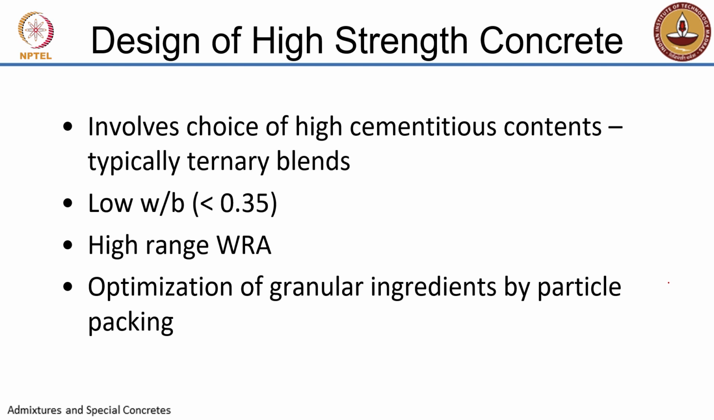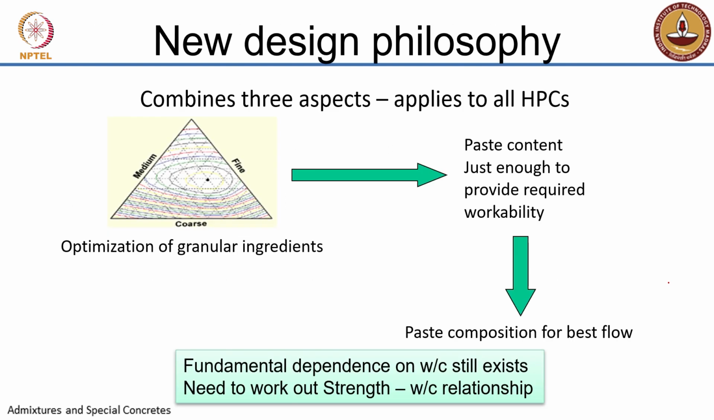Okay, we'll look at that also when we discuss ultra high strength concrete, that compaction during setting process is often a strategy that is used to get the best out of the concrete, even at strengths which are not really achievable. So the new design philosophy that we need to apply for high strength concrete combines three aspects. Now, it's not just for high strength, it may be applicable to all high performance concretes, not just high strength.